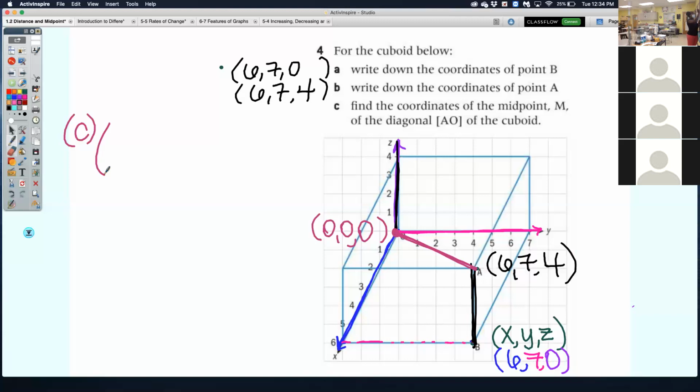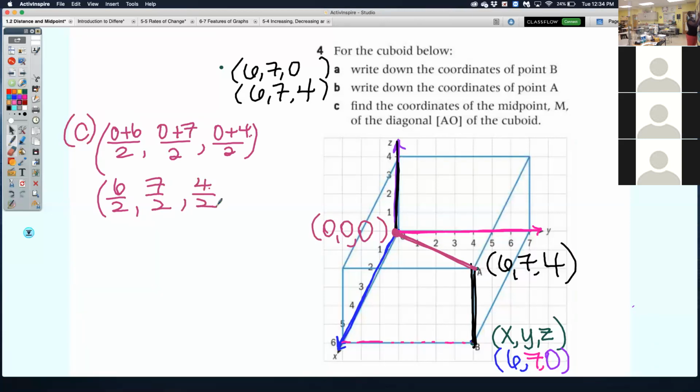So let's set it up. What would I write to get my midpoints? 0 plus 6 over 2, 0 plus 7 over 2, 0 plus 4 over 2. So then that just becomes 6 over 2, 7 over 2, 4 over 2, which becomes what? 3, 7 over 2, 2.